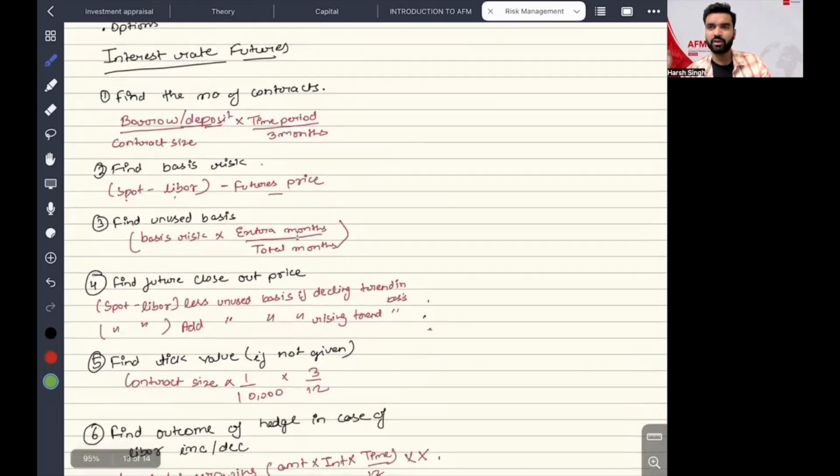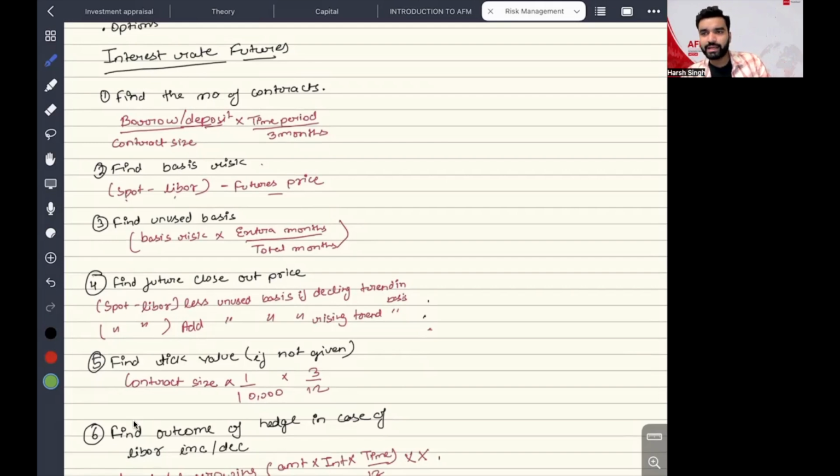Find the basis risk. Now, what do we understand by basis risk? What is the word meaning of basis risk? Basis risk, in very simple language, means the difference between the spot price, meaning today's price, and the futures price. Spot price and the futures price. Okay? That is called basis risk.